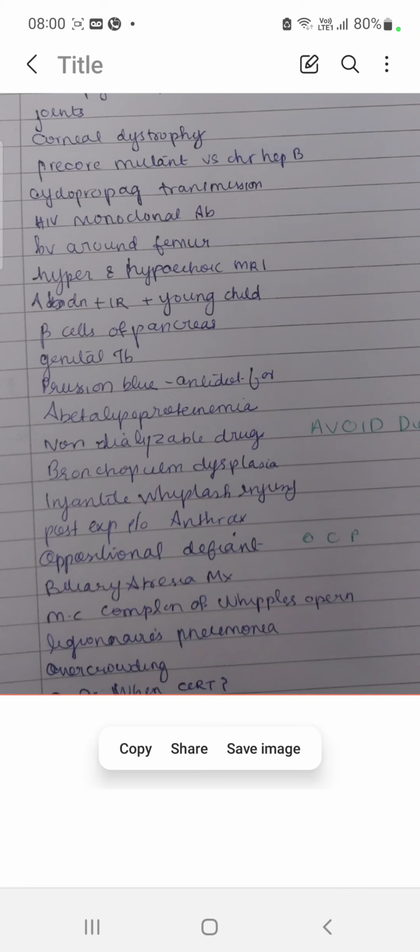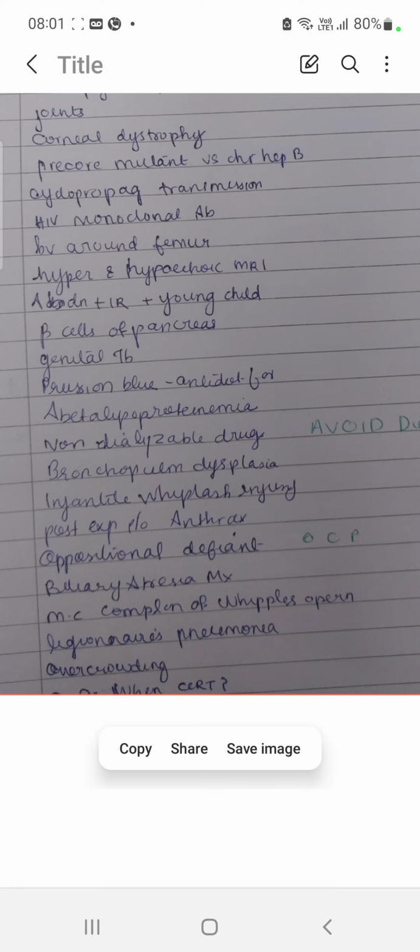Oppositional defiant disorder, then mnemonic is OCP. Oppositional defiant person is not damaging property and all. The child is a small child, only misbehaving, whereas conduct disorder is damaging property also. When it is more than 18, along with damaging property, it becomes personality disorder. Which personality disorder? Antisocial. Biliary atresia, the management is Kasai hepatico-jejunostomy.